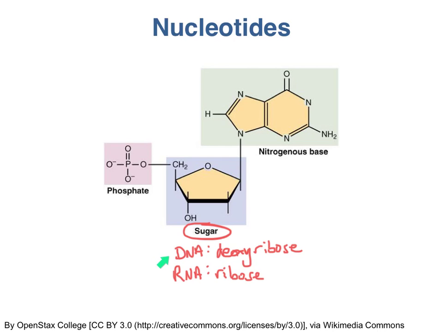DNA stands for deoxyribonucleic acid. RNA stands for ribonucleic acid. Deoxyribo because it's deoxyribose. Ribo because it's the ribose sugar.